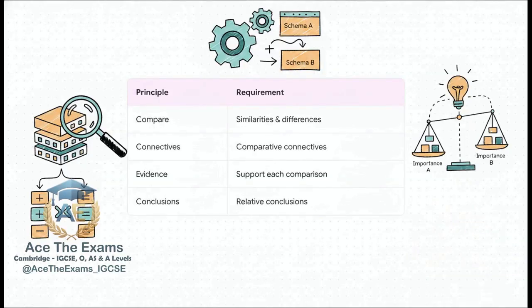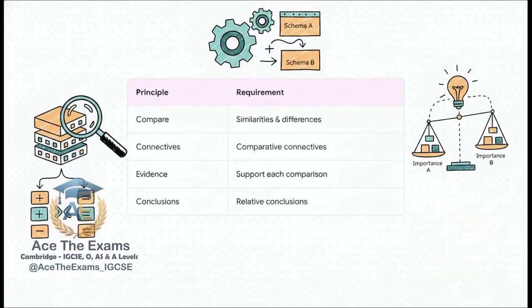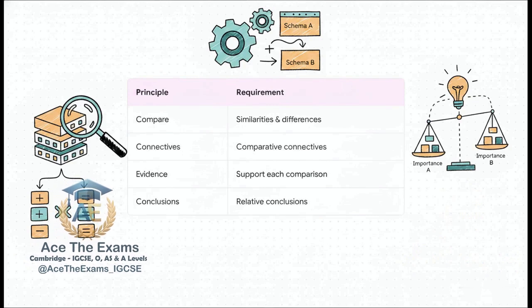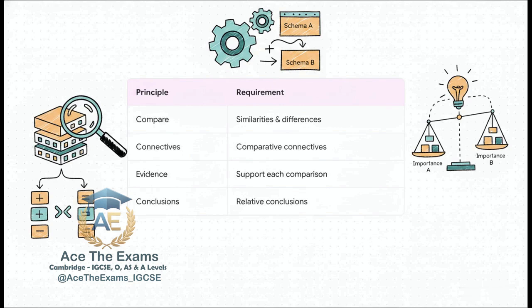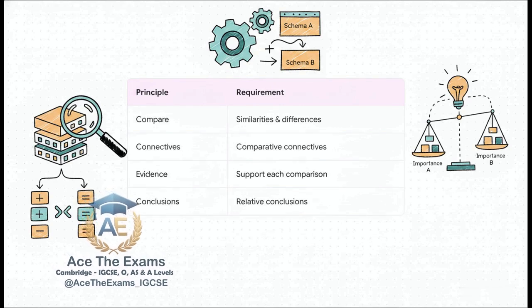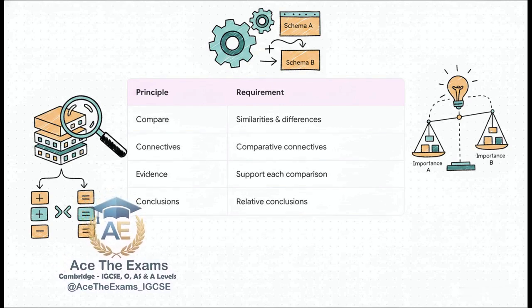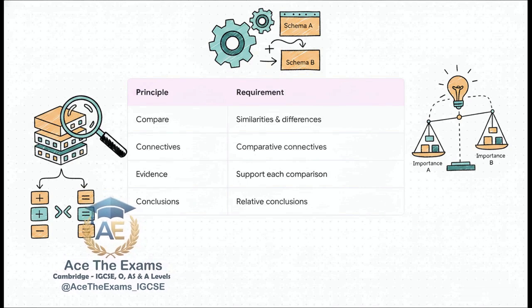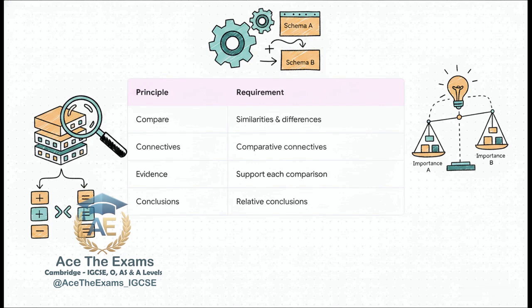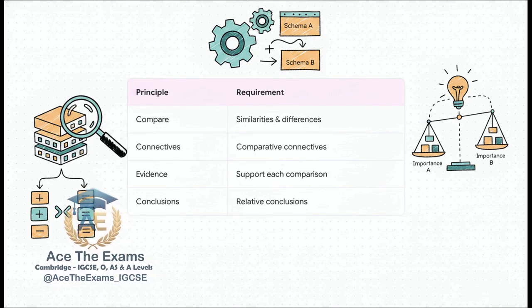If the command word asks you to compare, say, comparing 2 different database schemas or 2 algorithmic approaches, you must follow this rule. You have to identify similarities and differences. Do not just list the differences. And you must use comparative connectives, words like whereas, conversely, or similarly. Every single claim you make needs evidence pulled directly from the scenario, allowing you to draw a highly structured relative conclusion.